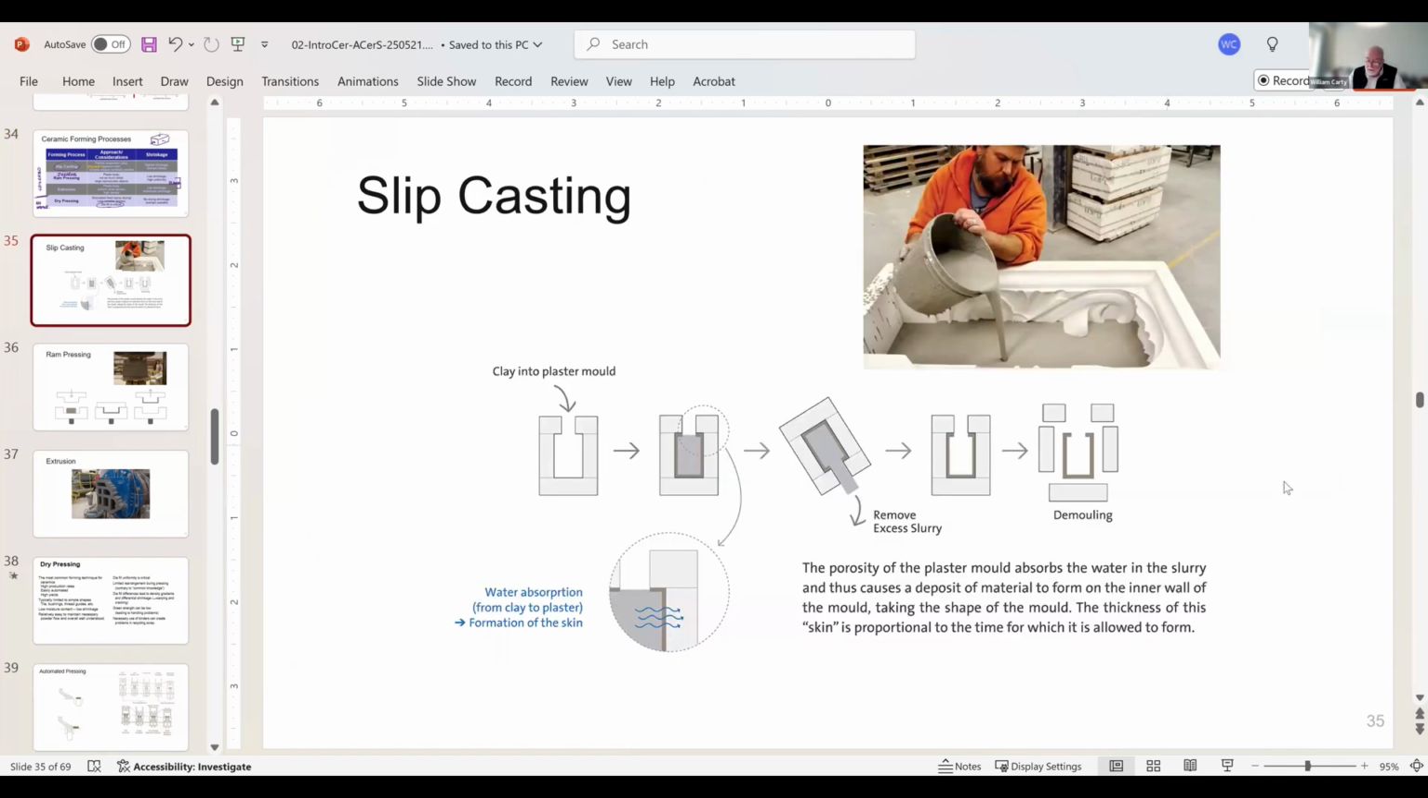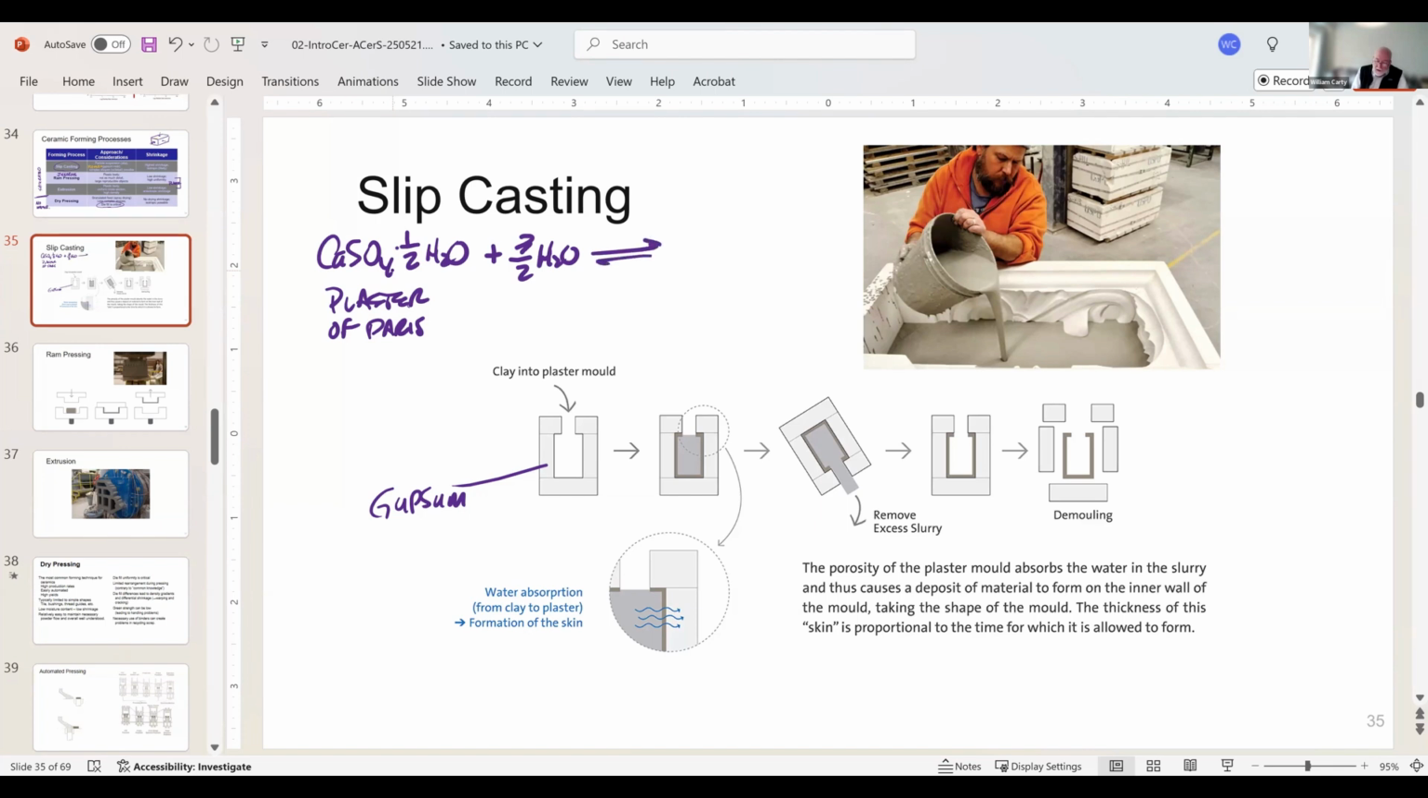Here's a cartoon approach to slip casting. You have, it says a plaster mold. This is gypsum. So here's the difference. Calcium sulfate with 1/2 water is plaster of Paris. We add to that 3/2 water, which is what we need to complete this reaction. It gives us, ideally reversible but not in reality, CaSO4 with 2 waters, calcium sulfate dihydrate. This is gypsum. This is our mold material.